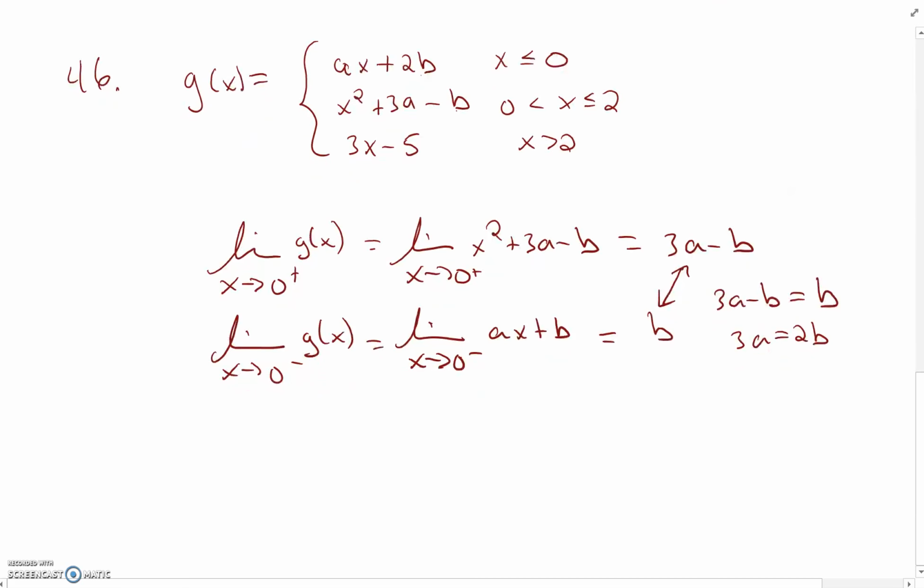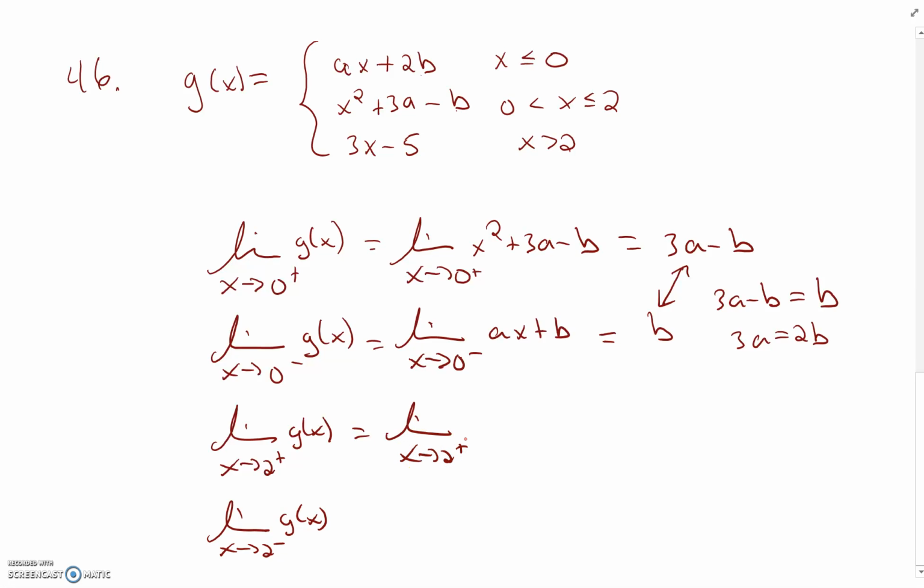But now we got to check 2. So let's check 2. The limit as x approaches 2 from the right. The limit as x approaches 2 from the left of g of x. Okay, so 2 from the right side. Where's a little bit bigger than 2? Down here. See, x bigger than 2. So that's 3x minus 5.